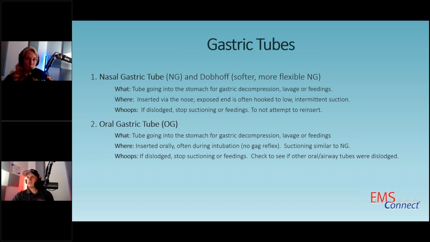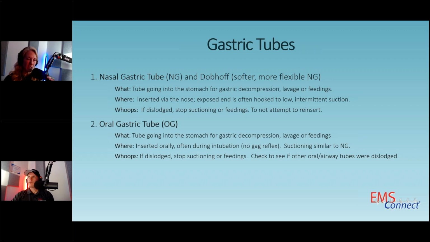These don't have a ball on the end of them. They don't have anything that keeps them in place. The tape that somebody has put on their nose or by their mouth is what's keeping it in place. It's specifically measured in centimeters on how far it goes down into their stomach.